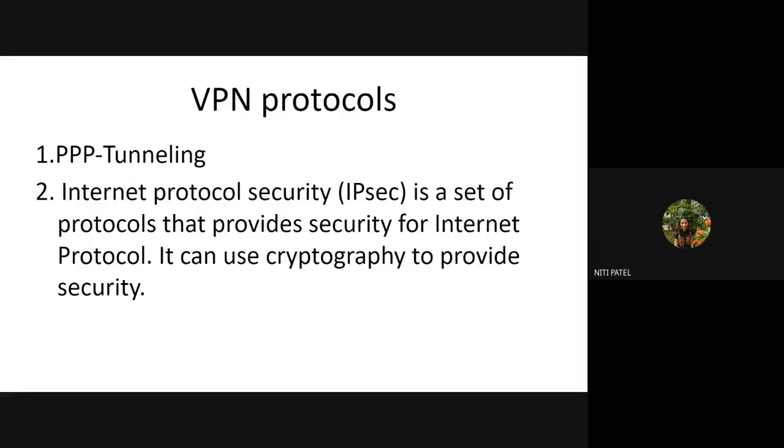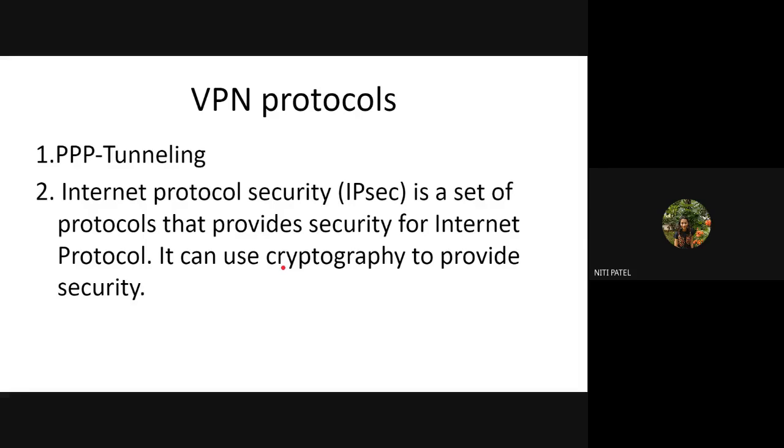Now next was IPsec, or internet protocol security. What is this internet protocol security? It is a set of protocols that provides security for the internet protocol, and it uses cryptography to provide security. Now, what was happening in point to point? We were using encryption. Here, we will use cryptography. By now, you might be aware what cryptography is, using a public and a private key.